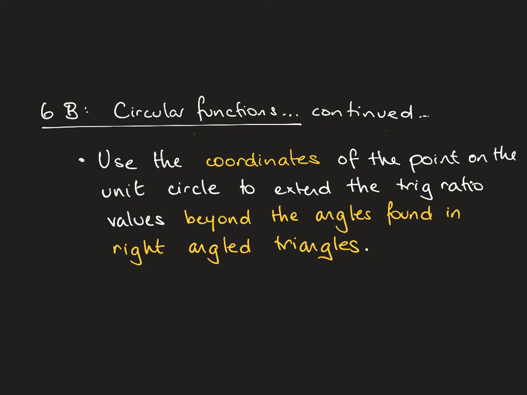In this video, we're going to continue our exploration of circular functions. And this time we're going to use the coordinates of the point on the unit circle to extend the trig ratios beyond the angles found in right-angled triangles. We're going into the other quadrants, quadrants 2, 3 and 4.